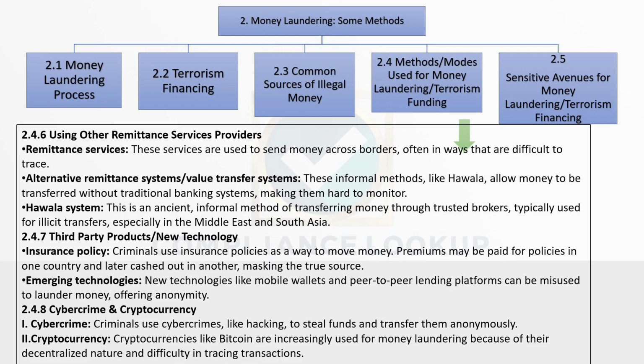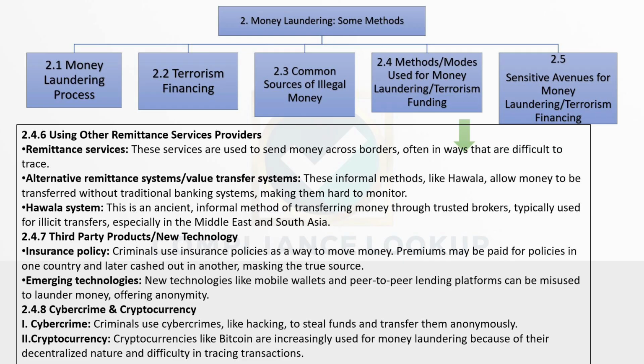Example, a drug dealer in Europe wants to send illegal proceeds to the Middle East. Rather than using a formal bank transfer, they contact a Hawala broker who facilitates the transfer by informing another broker in the Middle East. The funds are paid out to the recipient, but no official record of the transfer exists. This makes it very hard for law enforcement to detect or stop.